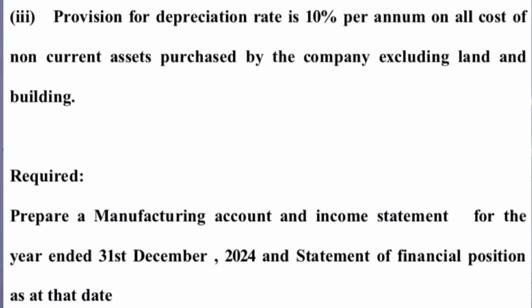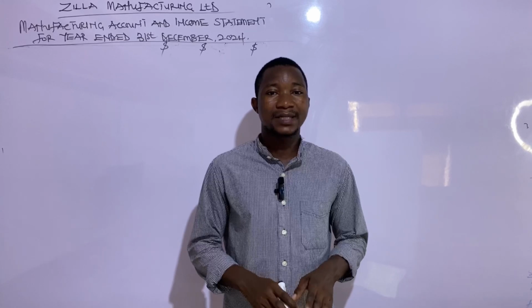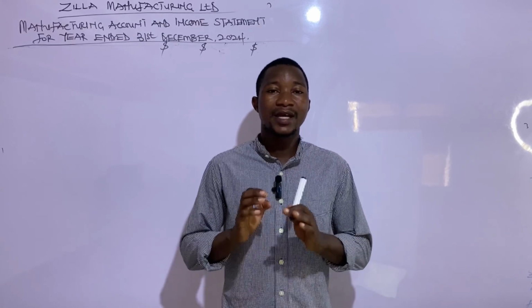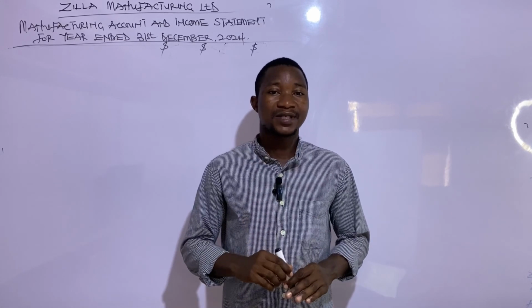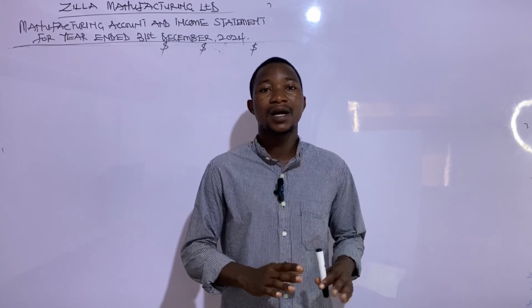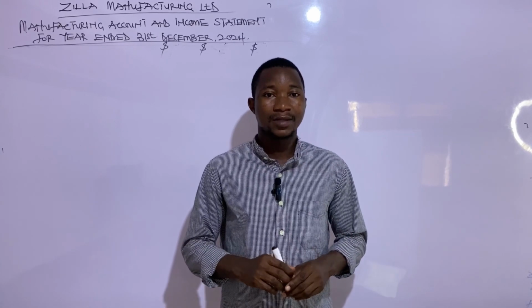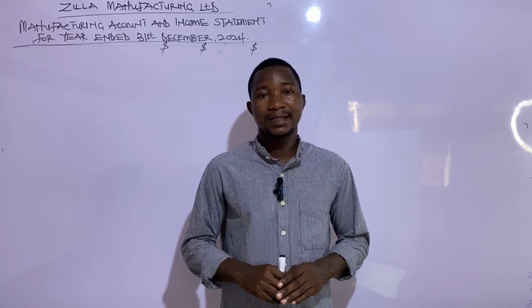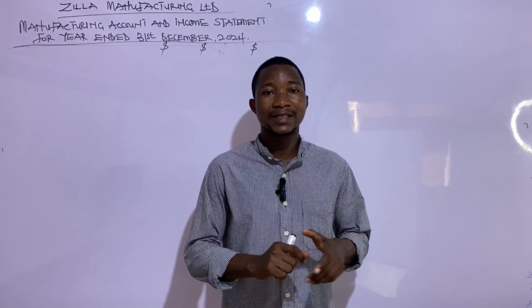Required. Prepare a manufacturing account and income statement for the year ended 31st December 2024 and statement of financial position as at that date. This particular practice question is very comprehensive because it contains every single transaction that's supposed to be included in a normal manufacturing account question. Now, after going through the question, the next thing to do is to analyze the footnotes.